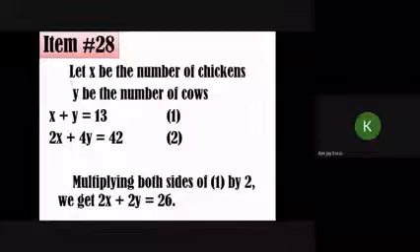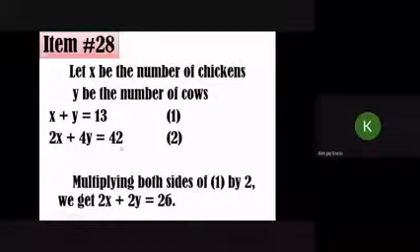Let X be the number of chickens and let Y be the number of cows. Since the problem is telling us that the total number of chickens and cows is 13 because of 13 heads, you have here the first equation, X plus Y equals 13. And each chicken has 2 feet and each cow has 4 feet. So that's 2x, the total number of feet of the chickens, and 4y represents the total number of feet of the cows, which is equal to 42.